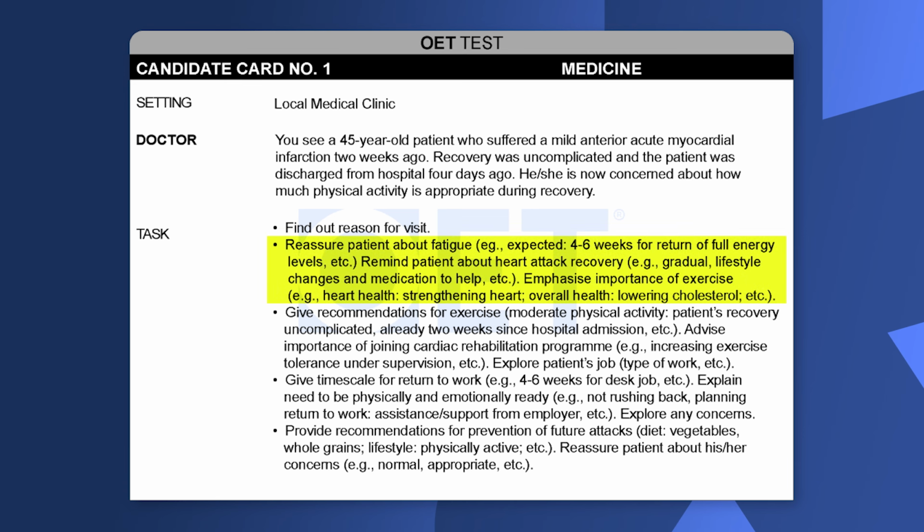Okay, let's look at bullet point number 2 now. This bullet point is interesting. It combines 2 tasks in one. That does not appear very often, but it can pop up from time to time, so you need to be aware. Here, the first part of the task says, reassure the patient about fatigue, but then we also see, explain recovery and importance of exercise. So, it's both a reassure and explain something task type.